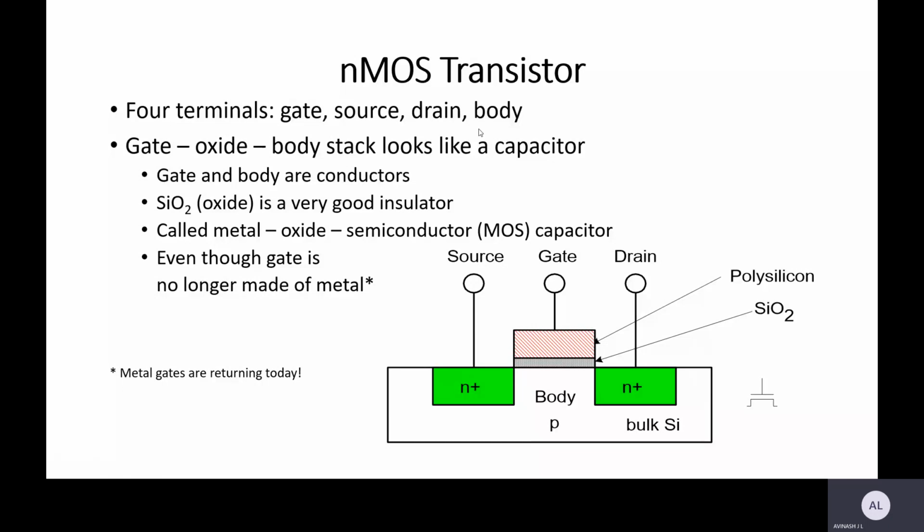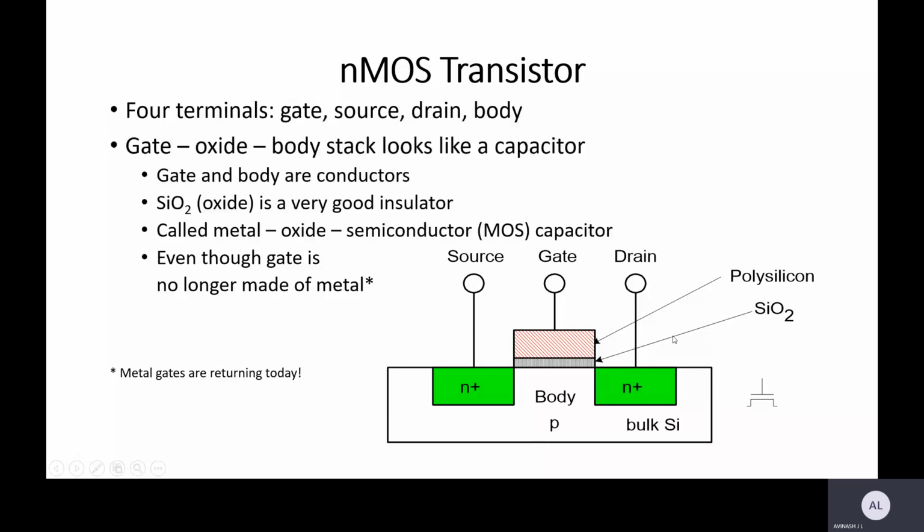The 3 terminals, source, gate, and drain, you can see, and the body is also considered a terminal, but we'll not use it for our connection purpose. So the 4 terminals of the NMOS transistor are gate, source, drain, and body. The gate, oxide, and body stack looks like a capacitor.